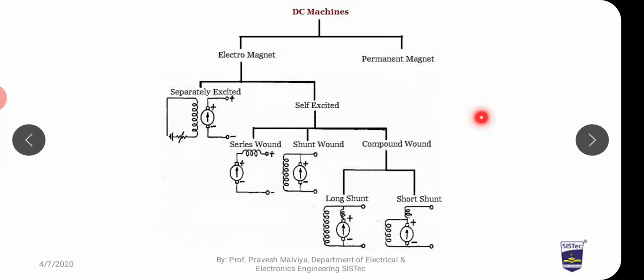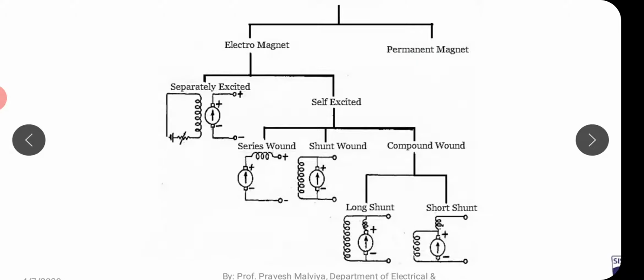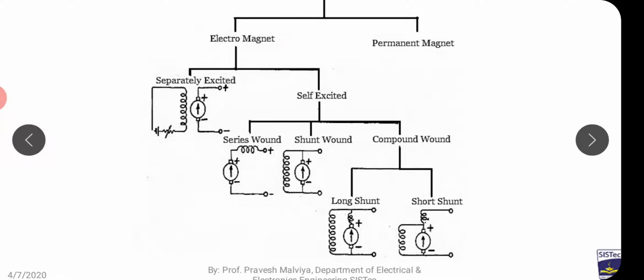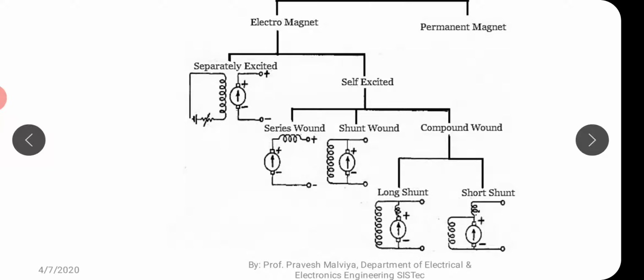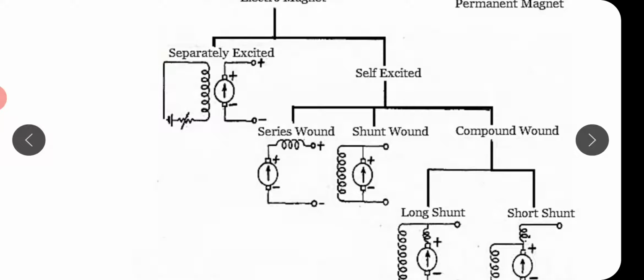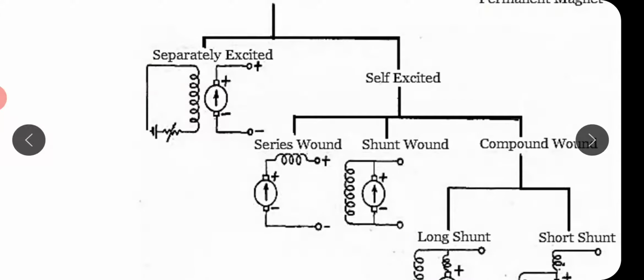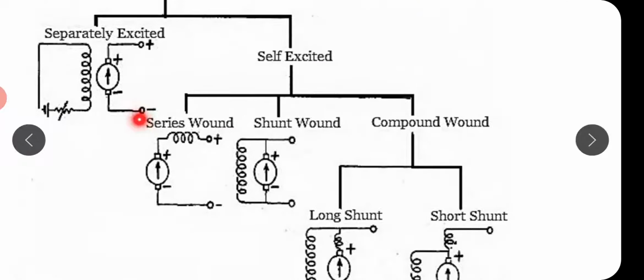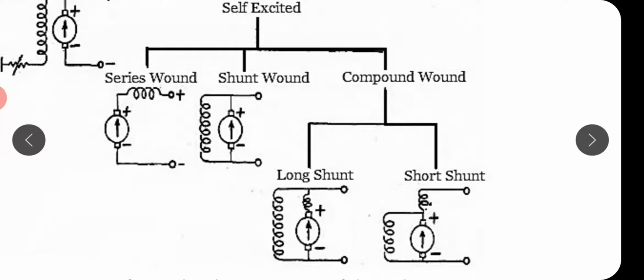A common classification for the DC generator is that it can be either permanent magnet type or electromagnet type. Electromagnet DC generators can be classified into separately excited and self-excited. We can see here that the field winding in the separately excited generator is excited by a different, separate voltage source. The self-excited DC generator can be classified as series wound, shunt wound and compound wound.